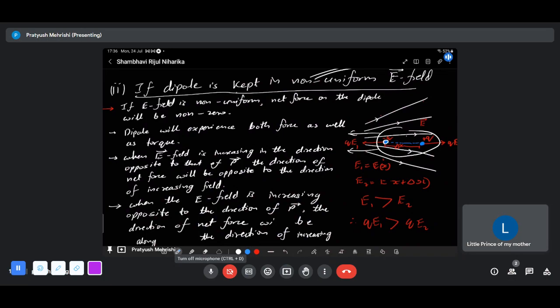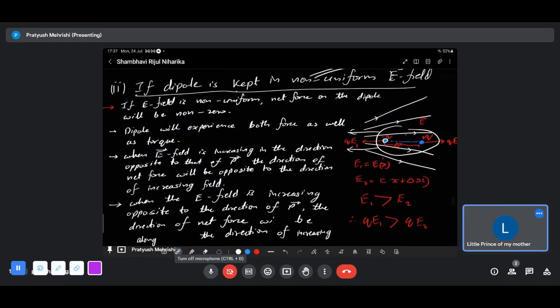Translatory motion will be seen because one charge will be closer, so it will have larger force, and another charge will be a little bit farther, so it will not be that much close. So some extra force will be there on one of these charges, whichever is closer to the higher electric field region. In the higher electric field region, whatever charge is present, it will experience larger force. Got it now? Yes, sir.